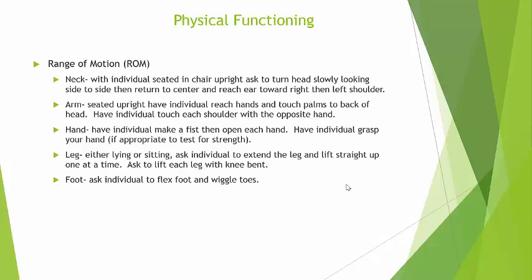For physical functioning, we look at range of motion, and this is really helpful when you're assessing for an individual's physical functional abilities. So these are just some tips, different body areas as what you can have individuals do to get a sense of what their range of motion might be like in their neck, their arms, hands, legs, and feet.